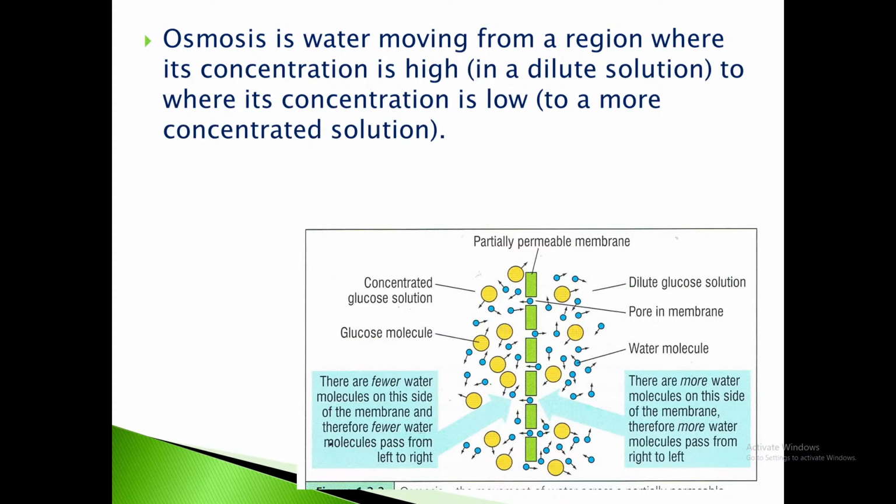Now when looking at the definition, we said moving from a region where its concentration is high, and in bracket you say a dilute solution. So whenever a solution is dilute, it means that it has a lot of water components in comparison to solid molecules. So let's say for example you mix some juice, some sugar and water, and it's extremely fresh, then that simply means that it is well diluted. That means that there are a lot more water particles in it than other substances.